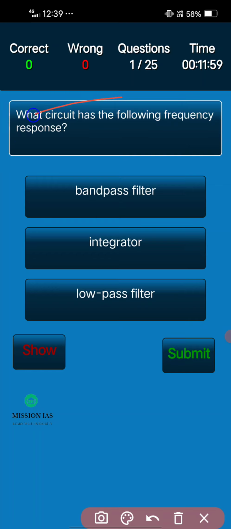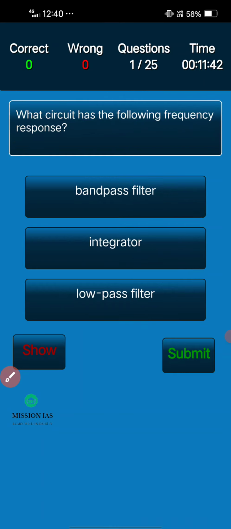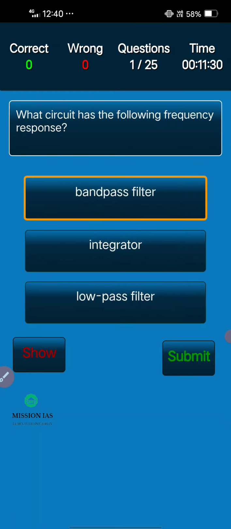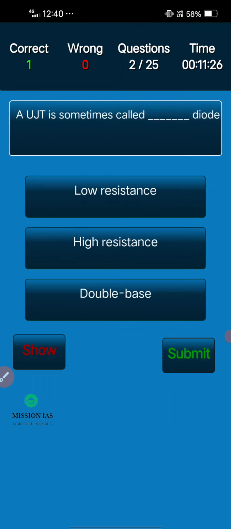What it usually says is: which circuit has the following frequency response? There are three circuits: band pass filter, integrator, and low pass filter. In which circuit is this frequency response usually seen? Is it low pass filter, integrator, or band pass filter? Let me check the answer for you. So yes, the answer is low pass filter.